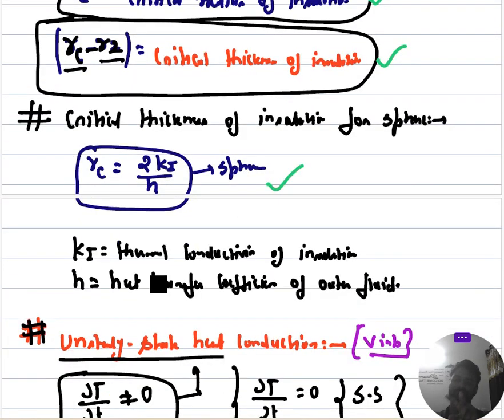So you have two parameters here. What is RC and what is RC minus R2? RC is the critical radius of insulation and RC minus R2 is the critical thickness of insulation, right? You have to be very careful about this.